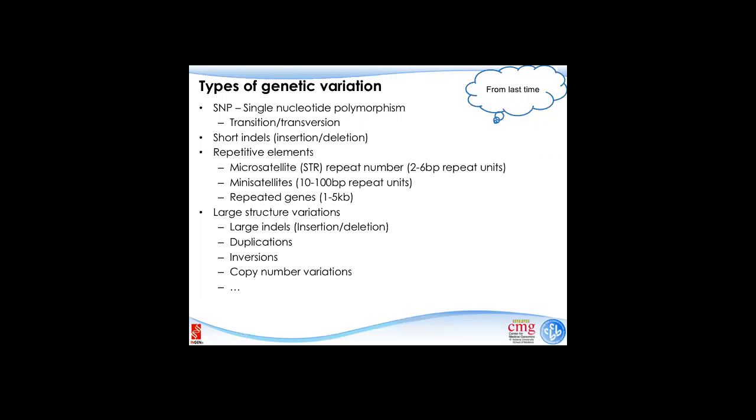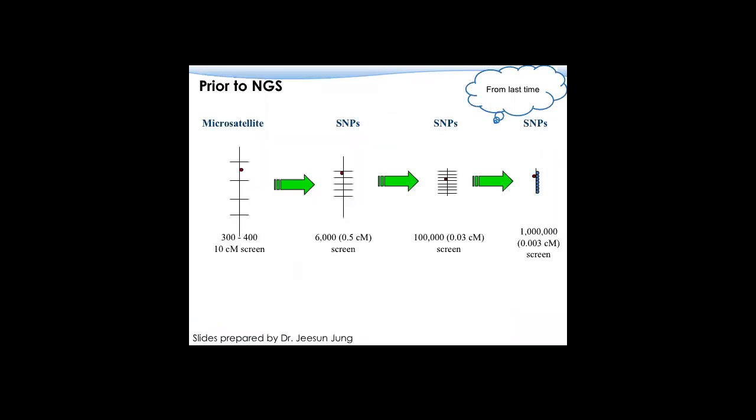We mentioned the transition-transversion ratio, and we'll reinforce your memory on it in the later part of the lecture. The second part was short insertion deletions. Then there are longer ones, including the repetitive elements: microsatellites, minisatellites, repeated genes, and also different types of larger structural variations, like large insertion deletions, duplications, inversions, copy number variation, and so on. We are going to talk about the different strategies for the informatics analysis of larger structural variations towards the end of the lecture.